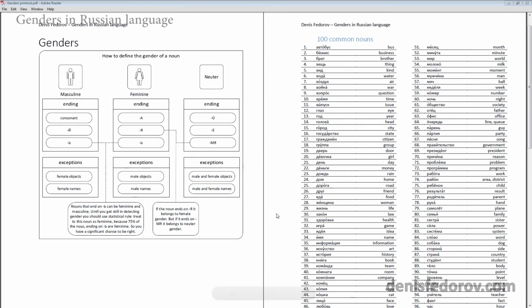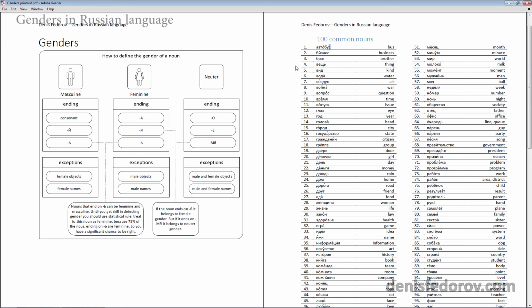Now let's get some practice. On the screen you see the PDF that I've mentioned before. On the left side is a rule and on the right side is a list of common nouns. Let's use the rule and define these nouns' genders. The first word is autobus, bus. Its last letter is S. It is a consonant. That's why this word autobus has masculine gender.